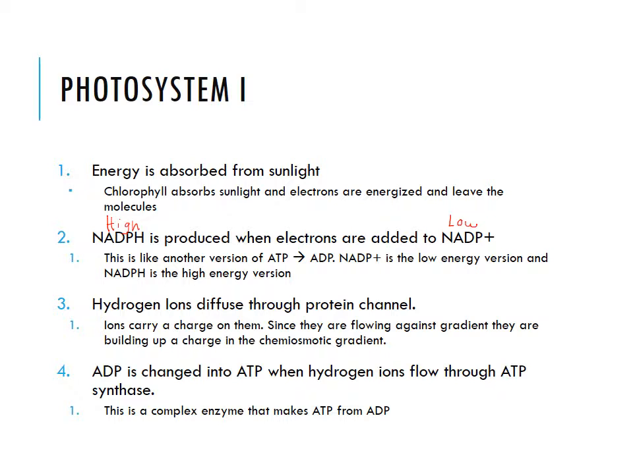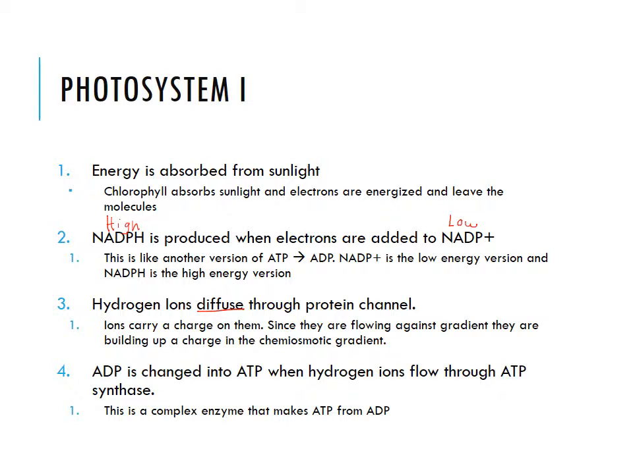Step 3, we have these hydrogen ions. Their job is to diffuse through a protein channel. I want you to notice it does say diffuse, which means it's going to go from a high concentration to a low concentration. That's what diffusion is. And it's going to move these ions across a membrane. Now, this is going to flow against a gradient called the chemiosmotic gradient. Basically it's going to go against the charge. The molecules will still diffuse because they're molecules, and they'll go with their concentration gradient, but they'll go against the chemiosmotic gradient. Basically, I'm just trying to tell you, it's going to build up more of a different charge on both sides. One side will end up more positive than it originally started off as.